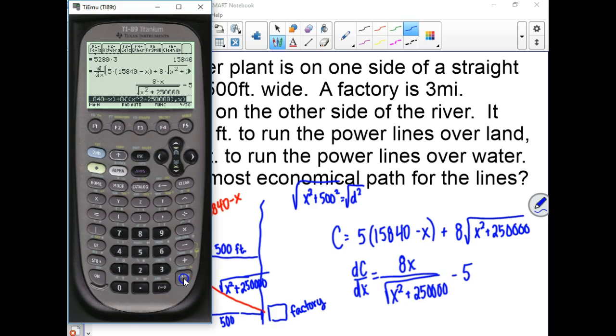Solving this for x is possible, but not that easy to do. So what I would do, if you can graph this, if you know what range you're in, which we do, let's just go ahead and graph it. So let's go up here. Let's copy this. And let's go to y equals, and let's paste.